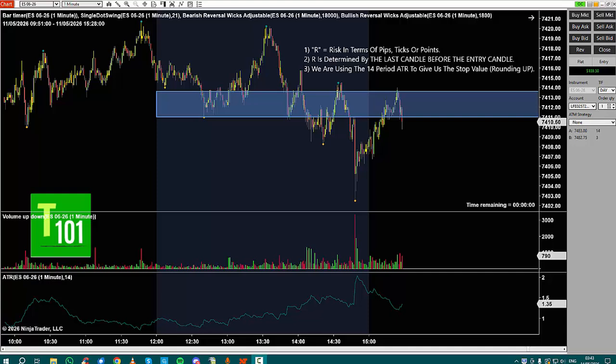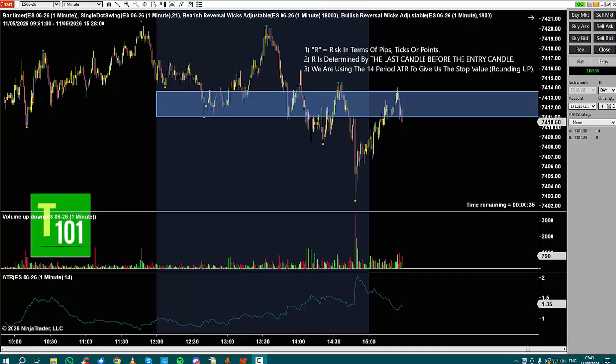So with the ES, I round to the nearest point. Each point has 4 ticks. So I'll never do like a 1.5 point stop. I'll either do a 1 point stop or a 2 point stop or a 3 point stop to make it easy and give it some wiggle room, rather than going down to quarter points, i.e. ticks. As I said, there are 4 ticks in each point, so each tick is a quarter point.